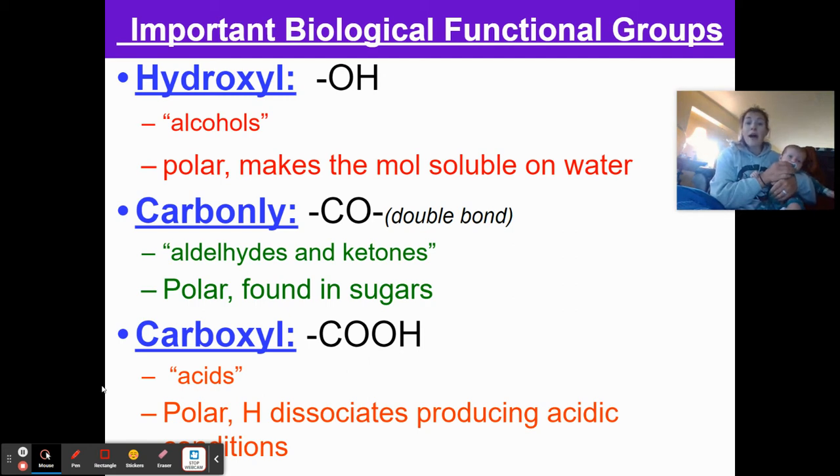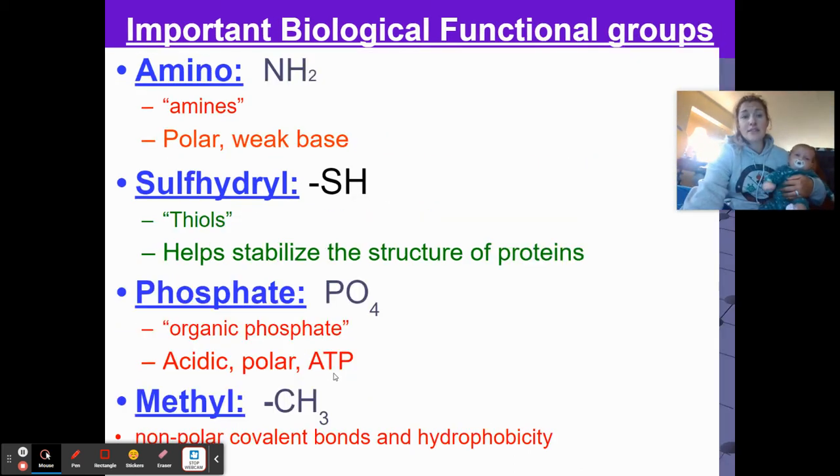So the next one is a carboxyl, and this is a COOH. And I have pictures of all these things. This is going to make something an acid, like carboxylic acid. And this dissociates in water, making an acidic solution. So we also have an amino group. I'm sure you've heard of an amino acid at this point.